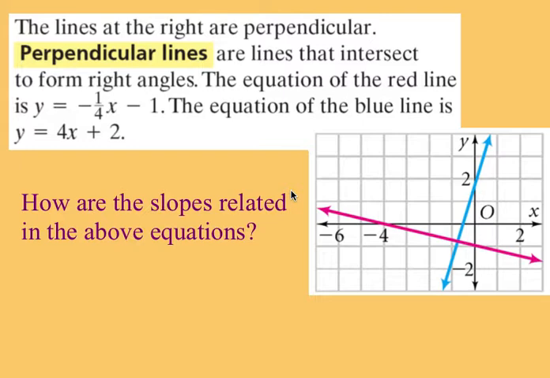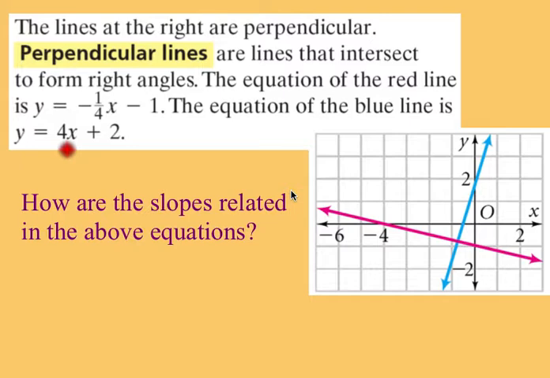their slopes. So the two lines that are graphed on the coordinate plane, the red line and the blue line, are perpendicular to one another. The equation of the red line is this top equation here, and it has a slope of negative 1/4. The blue line, the equation of that one is here, has a slope of positive 4. So the relationship there is that the slopes of perpendicular lines are opposite reciprocals of one another.